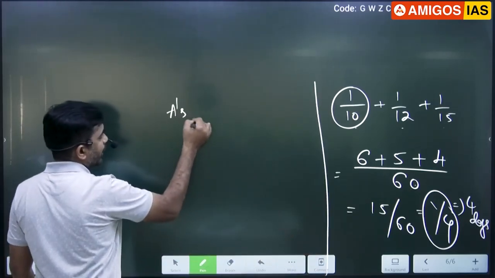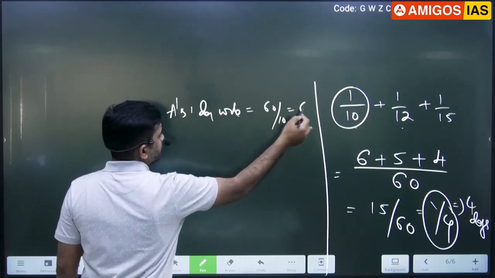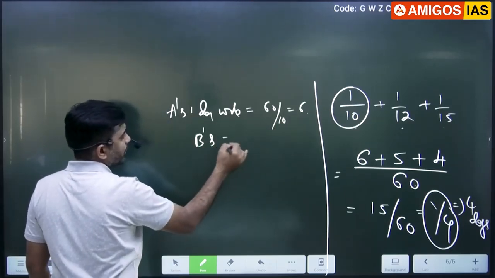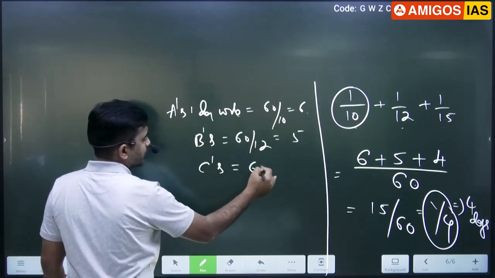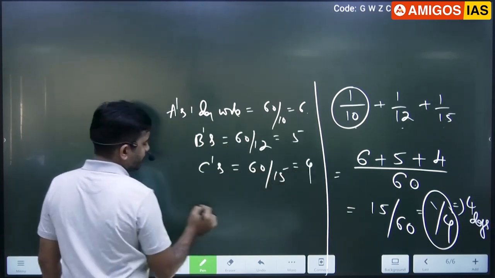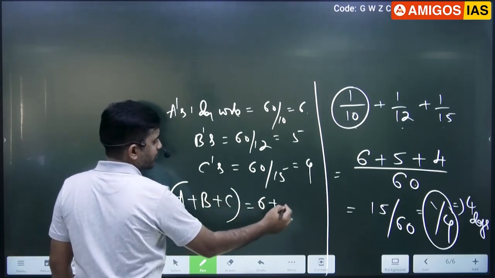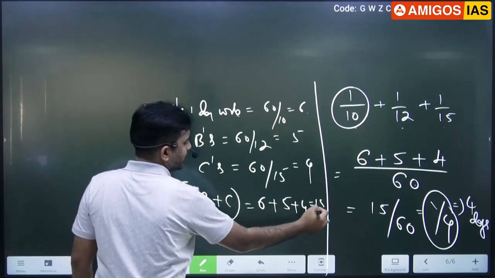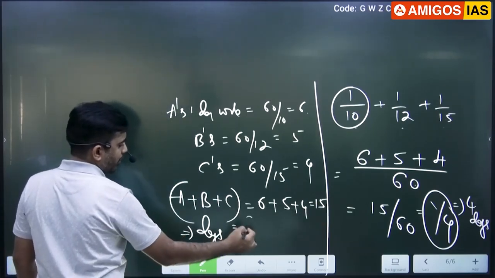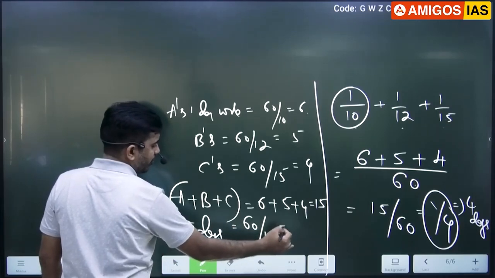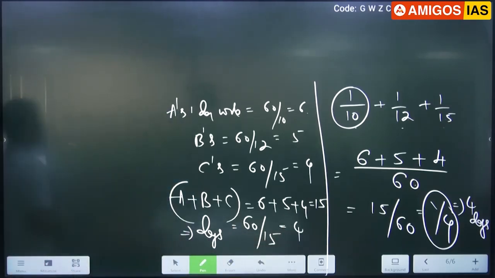Method 1. A's 1 day work: 60 by 10, 6. B is 60 by 12, 5. C is 60 by 15, 4. A plus B plus C 1 day work will be 6 plus 5 plus 4. It is 15. So days required, total work is 60. Per day they'll do 15. 60 by 15 means 4 days.